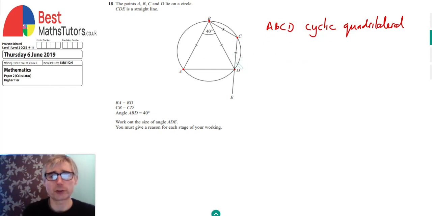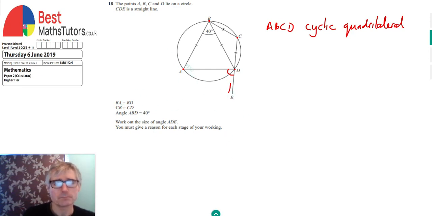And there are some properties about that we're going to use within this question. So what we're asked to find is the size of angle ADE, which is this one here. The angle we're looking for is the one at the middle letter, so at point D, and it's formed by joining a line from A to D and then D to E.